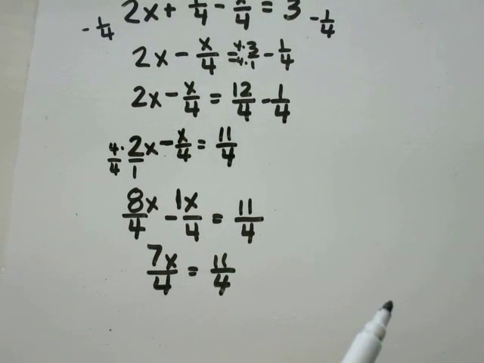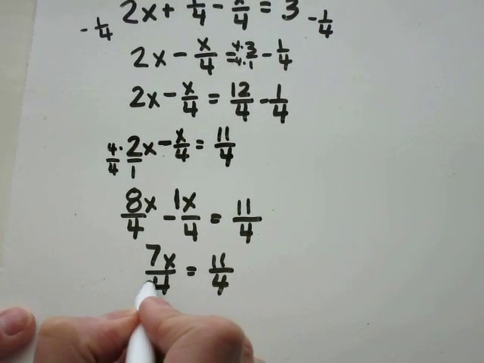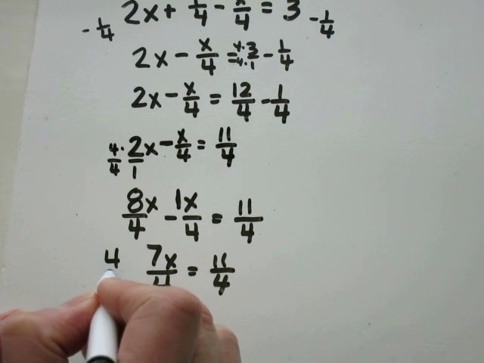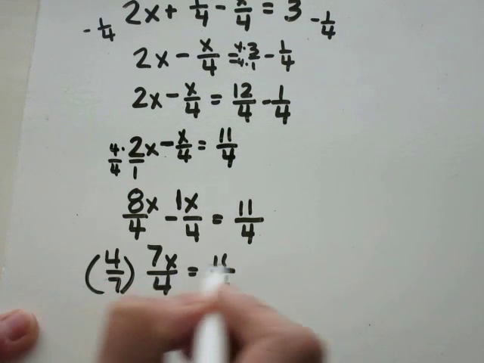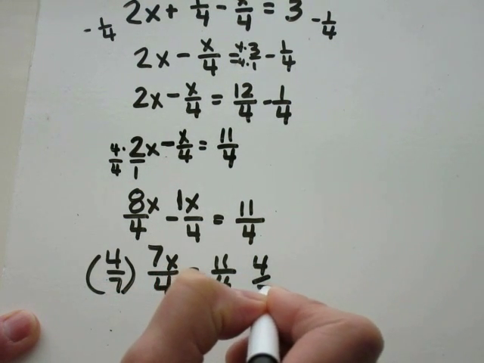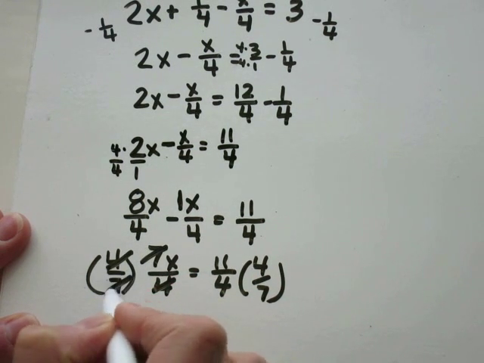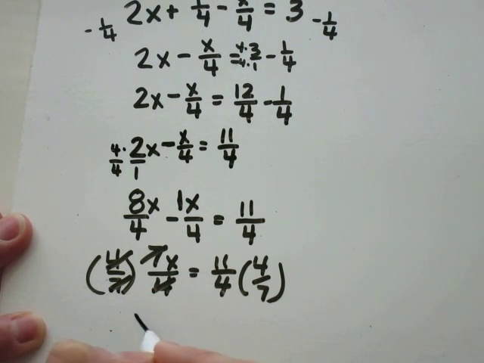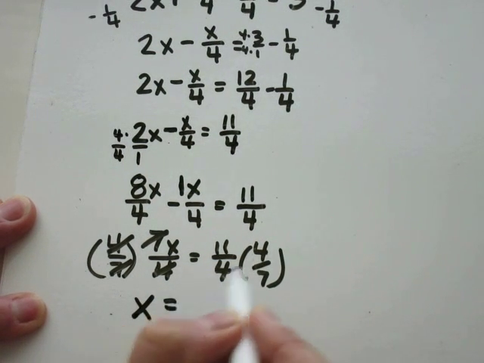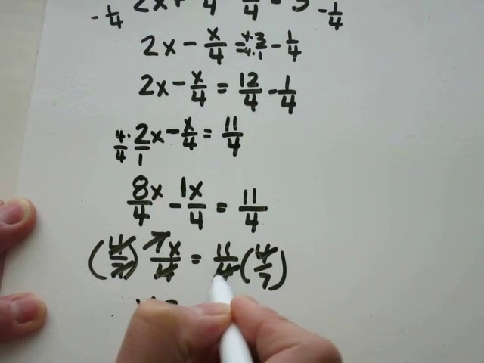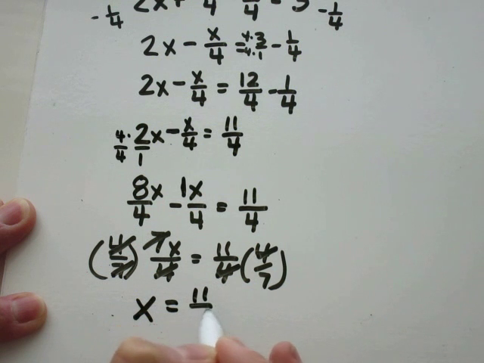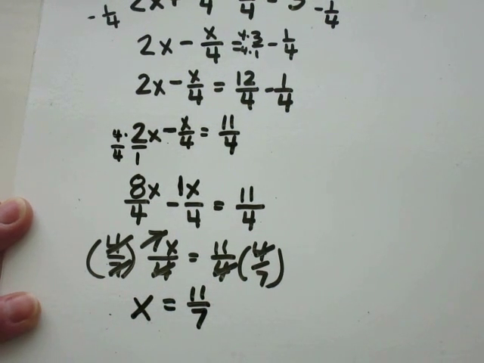Now to solve for x, I'm just going to take the reciprocal of 7 over 4, which is 4 over 7. Multiply that by each side. Your 4's will cancel out, your 7's will cancel out. That will leave you with x. Now over here, your 4's cancel out, which leaves you with 11 over 7.